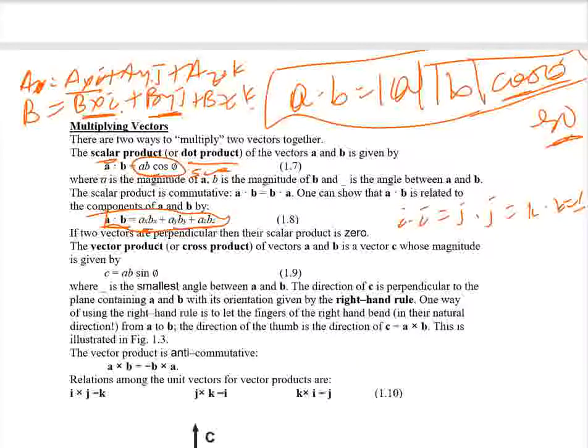The second one: the two vectors are perpendicular. If they are perpendicular, their scalar product is what? 0, because the angle between them is 90 degrees, cos 90 is 0. It makes 0. Therefore, if you get the dot product of two vectors equal to 0, this indicates that the two vectors are what? Perpendicular vectors.